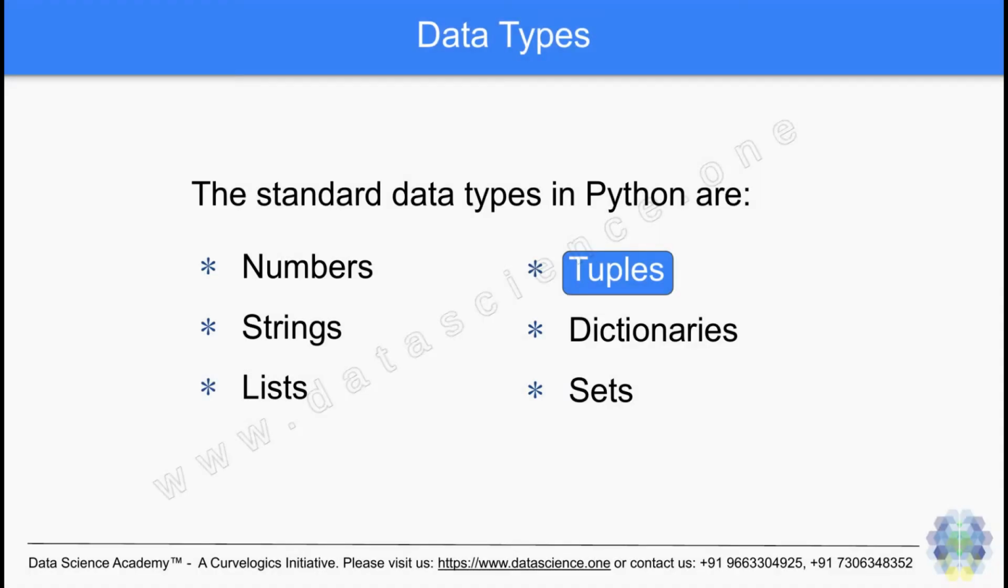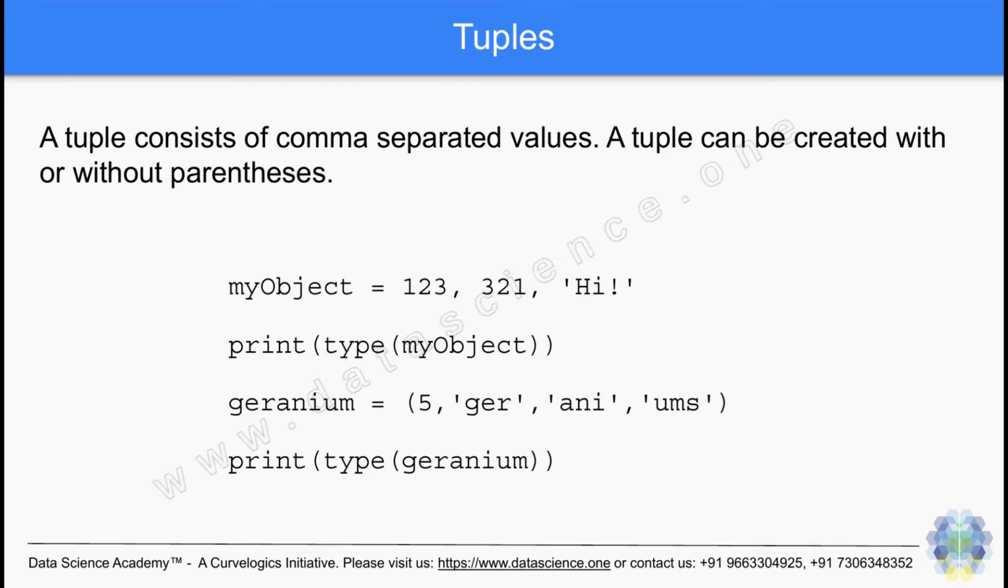Let us start by refreshing our memories of what we have learned so far about data types in Python. Data is stored and interpreted in Python as follows: numbers, strings, lists, tuples, dictionaries, and sets. We will be learning tuples in this video. A tuple consists of comma-separated values. A tuple can be created with or without parentheses.